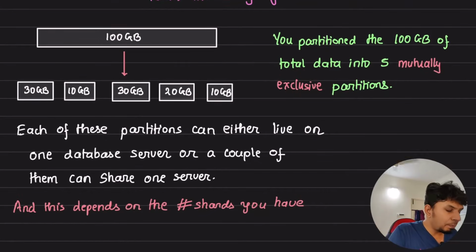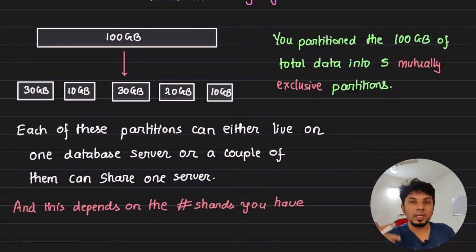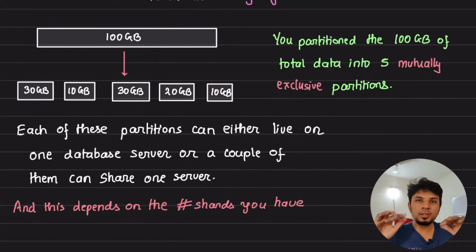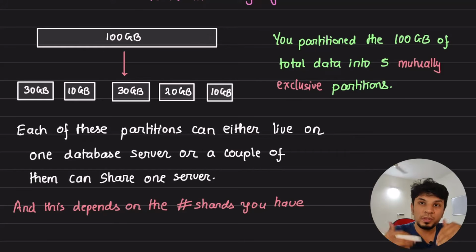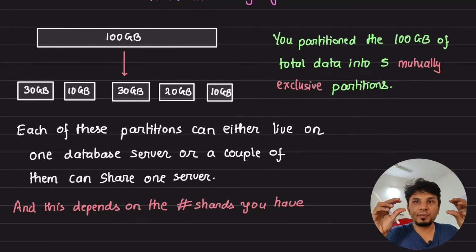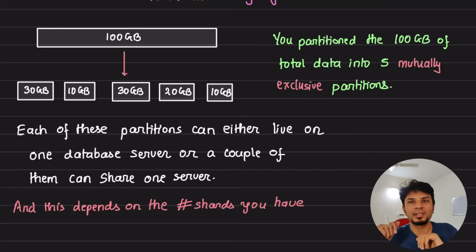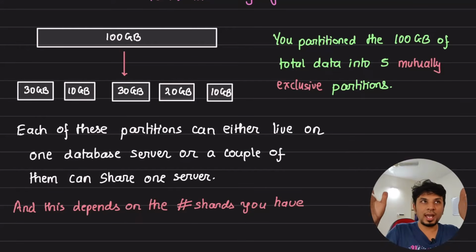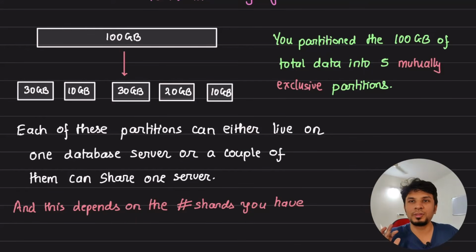Now, these are partitions of the data. No one's stopping you from having all of these 5 partitions on one database server. Partition is only operating on the data level. You can have all of these 4 or 5 partitions on one database server, or you may choose to have multiple database servers. That is up to you, and that is the number of shards you have. So if you have 2 shards, you can split these 5 partitions across those 2 shards. Or you can choose to have all of these 5 partitions on one shard only, right?